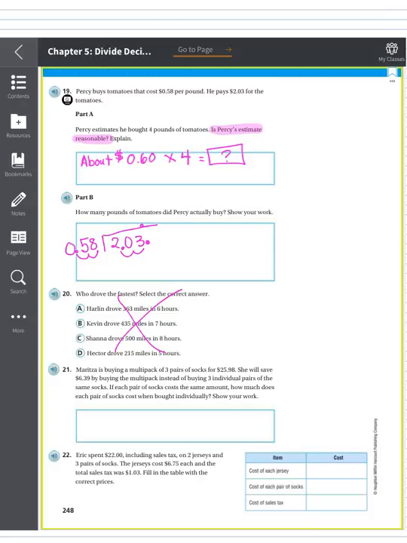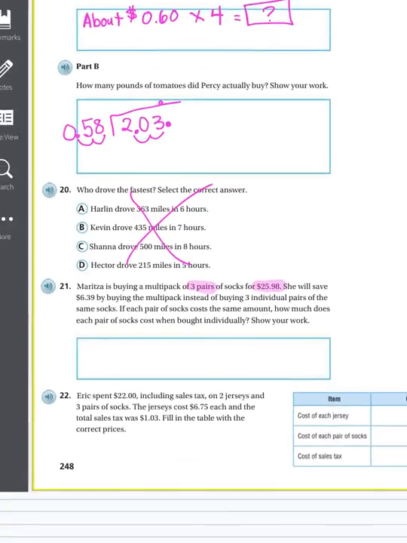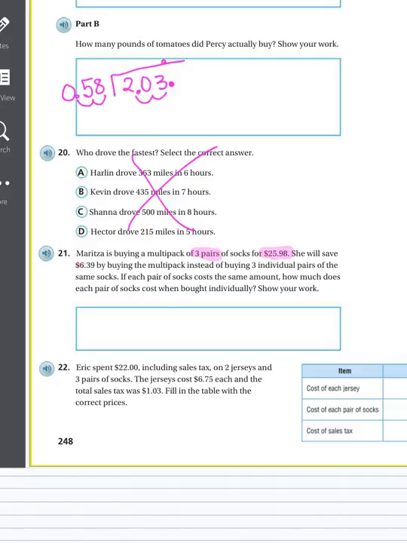Maritza is buying a multiple pack of 3 pairs of socks for $25.98. She will save $6.39 by buying the multi-pack instead of buying the 3 individual pairs of the same socks. If each pair of socks costs the same, how much does each pair of socks cost when bought individually? Show your work. So first we need to find out how much it would cost if she bought them all individually.